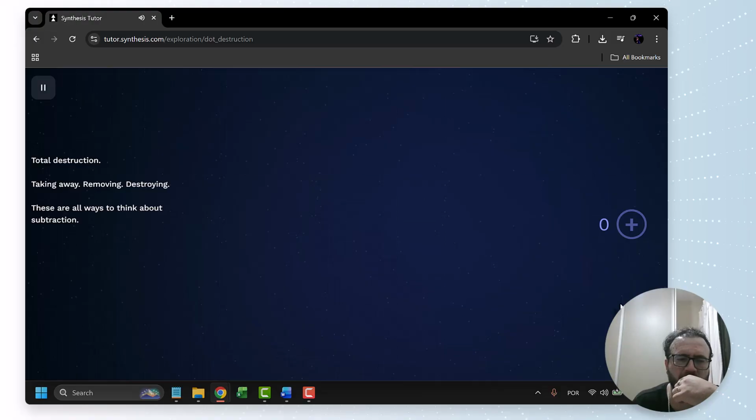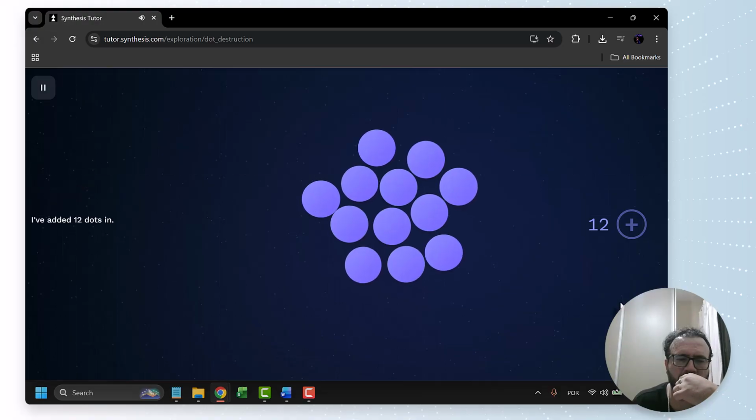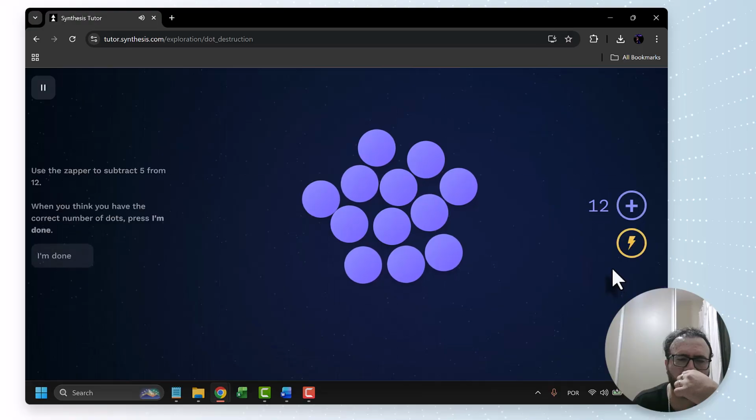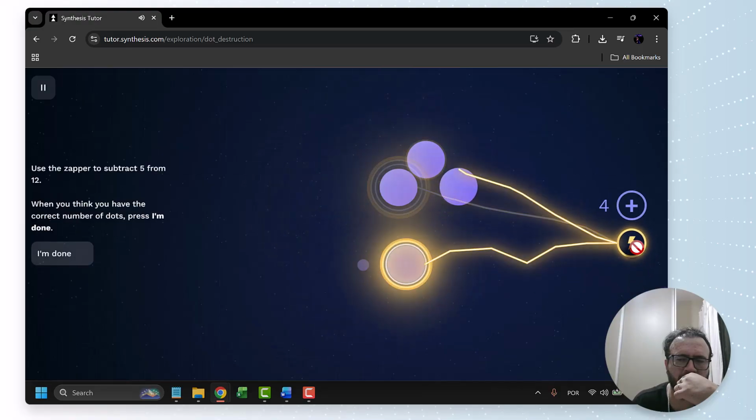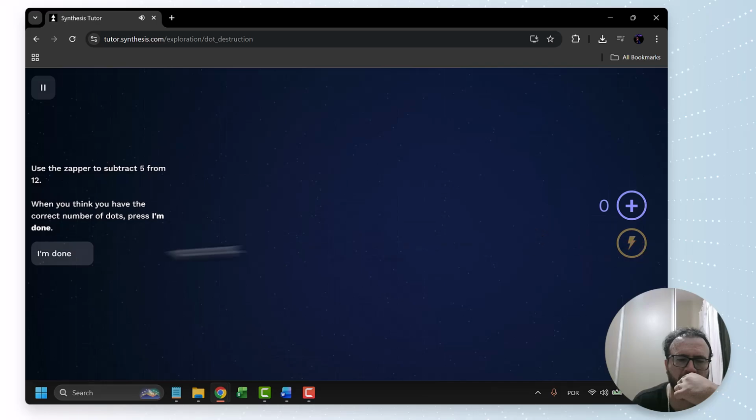These are all ways to think about subtraction. I've added 12 dots in. Use the zapper to subtract 5 from 12. When you think you have the correct number of dots, press I'm done.